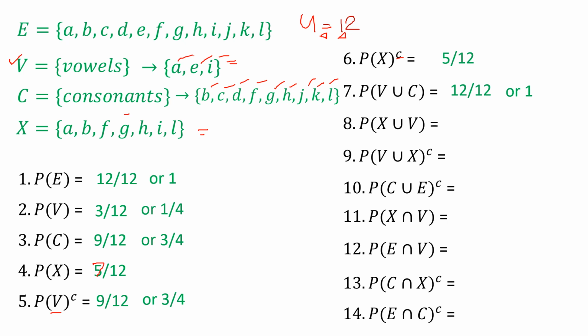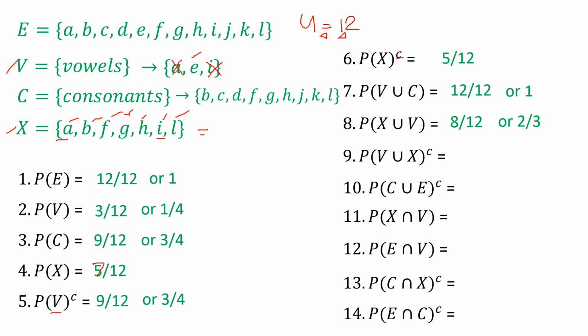For number 8, probability of X union B. These are the elements that we will be dealing with, X and V. We count off 1, 2, 3, 4, 5, 6, 7. Then, we are not going to count A anymore because we already counted A. So, 7, 8. I won't be counted anymore as well because we already counted I on set X. So, the answer is 8, so 8 over 12, or simplified as 2 over 3.